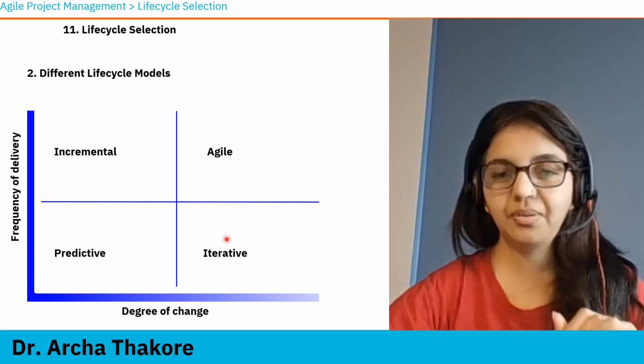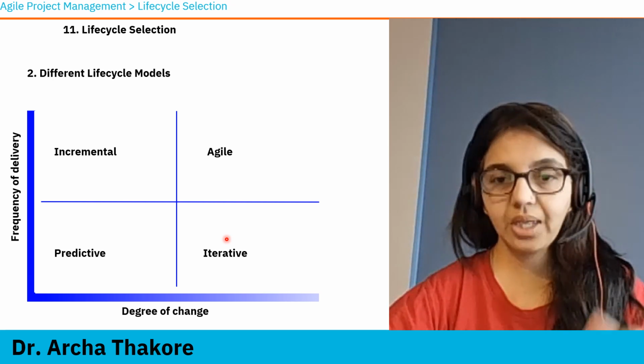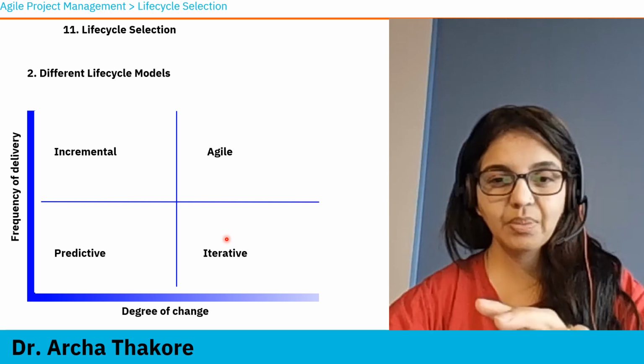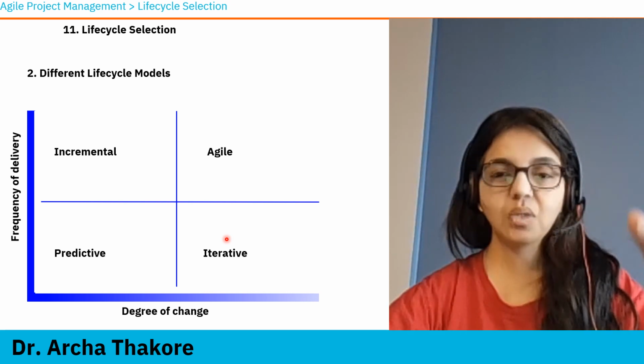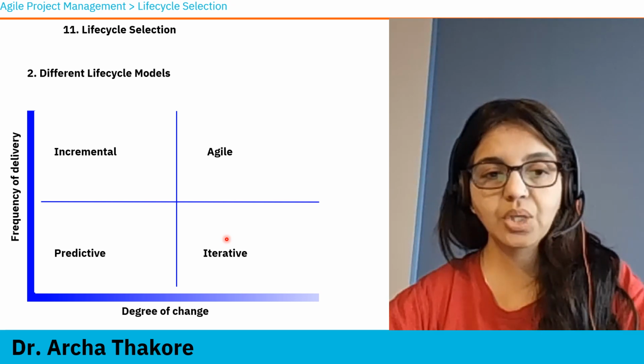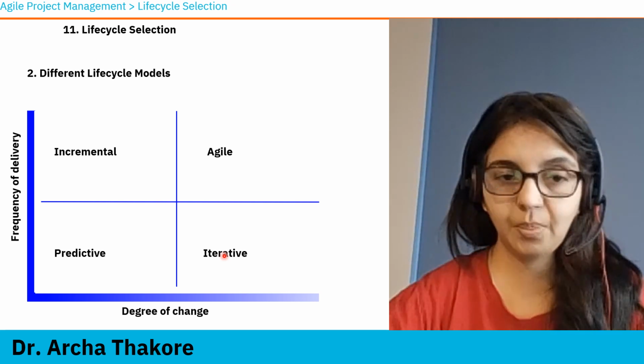Now what is the meaning of these words? Predictive means where everything is planned in advance. The meaning of the word also suggests that. Adaptive is where you make changes based on the situation. So you adapt to the project situation. And these three come under the umbrella of adaptive approaches.